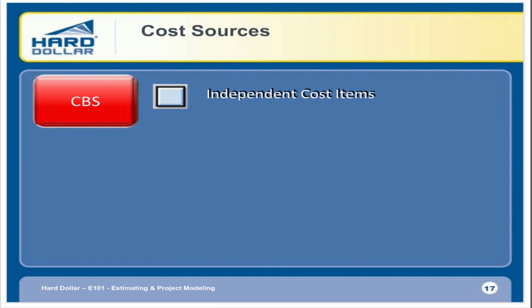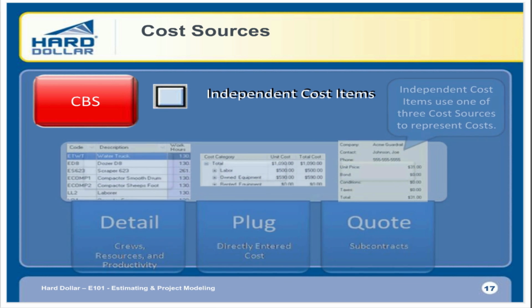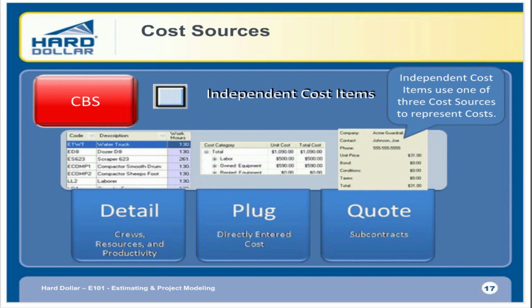As stated previously, there are three different cost sources which can be utilized on an independent cost item to calculate the cost for that item. These are detail, plug, and quote. Detail involves employing resources or crews and establishing production in order to calculate the cost. Plug is simply a cost which is entered directly for the cost item. Quote is a cost source which allows you to apply costs as a result of awarding items to subcontractors.